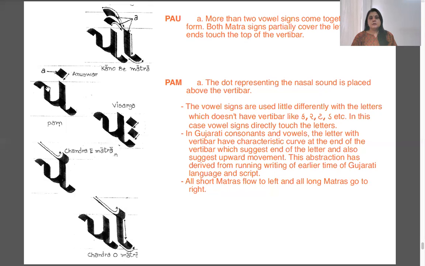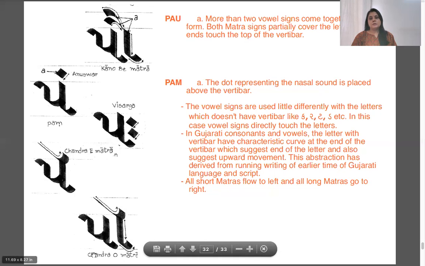Now, this is Pum. There is an anuswar here, that's why the sound is like that, Pum. The dot representing the nasal sound is placed above the vertebra. Now, this is called Visarg. Here, Chandra Matra, and this is Chandra O Matra.